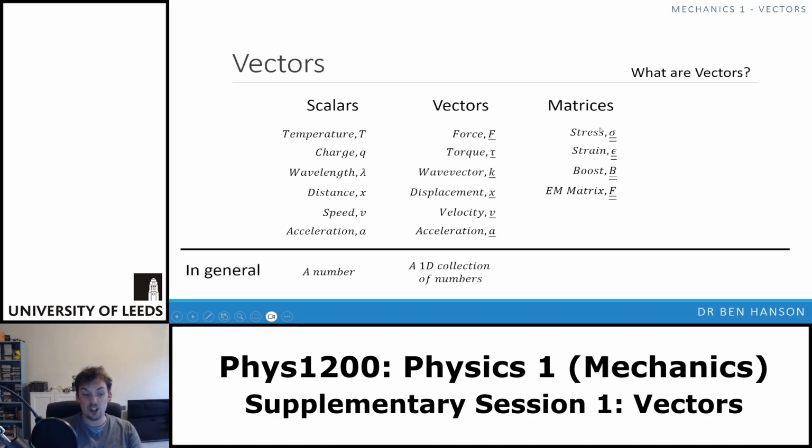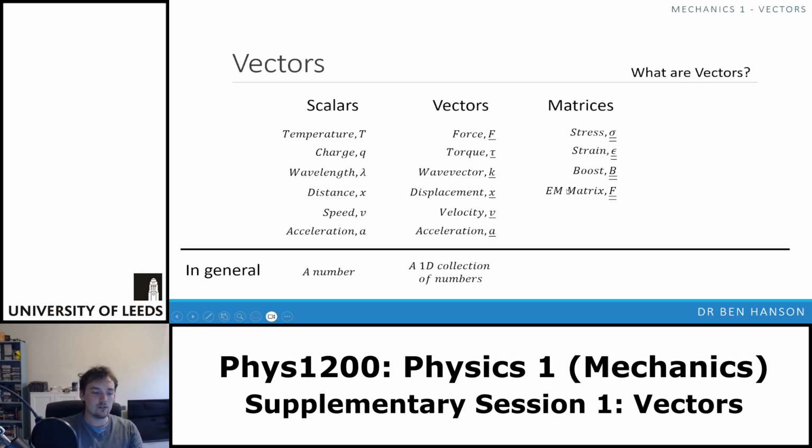Stress, which you might have come across before, is actually a matrix. Strain is a matrix. That might suggest that the Young's modulus is also a matrix. Interesting. Boost is a matrix. It's to do with relativity. And the electromagnetic matrix, F, tells us something about how electric and magnetic forces combine together in a really neat form. That's also a matrix.